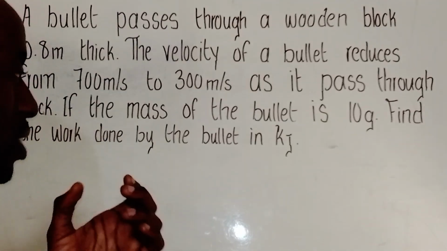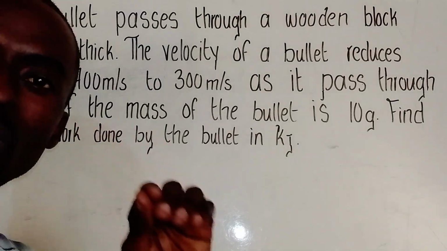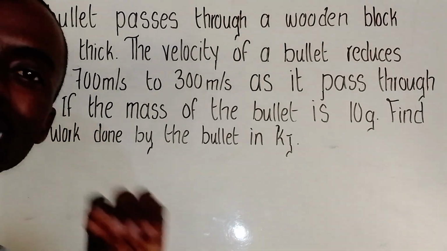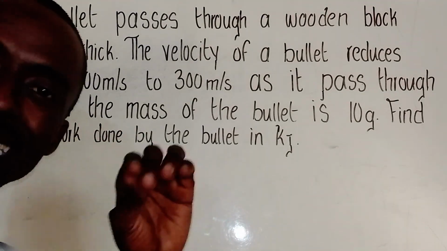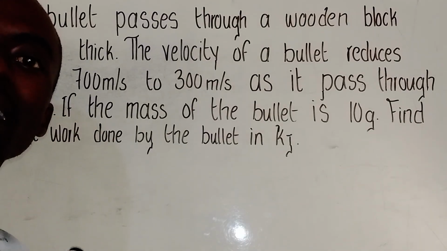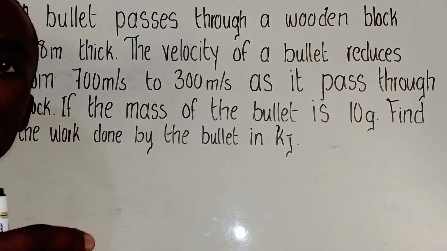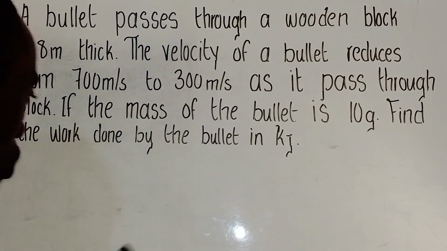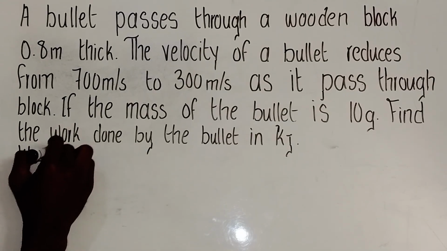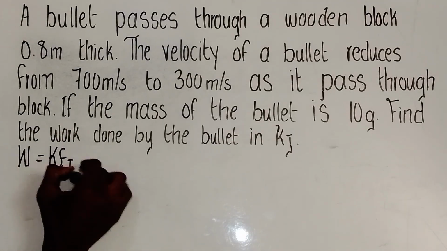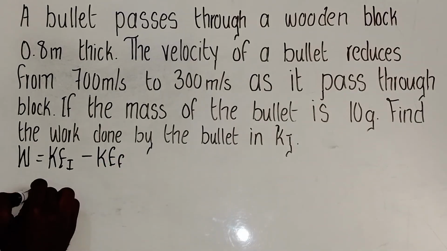Now the question is saying find the work done. Work is equal to force times distance. Again, work is equal to mass times acceleration times distance. Again, work is equal to the initial kinetic energy minus the final kinetic energy. That's the formula we are going to use here. So we say work is equal to the kinetic energy of the initial minus the kinetic energy of the final.